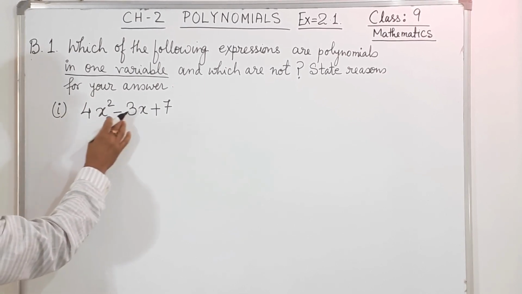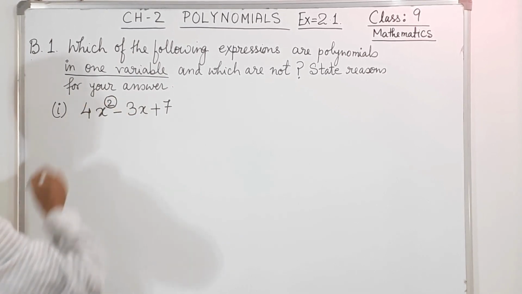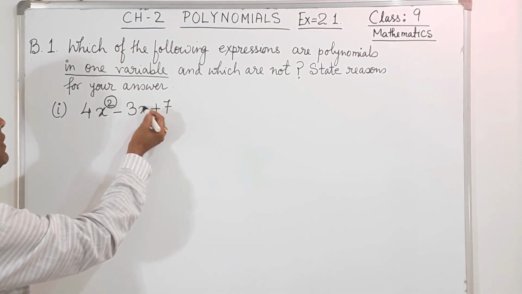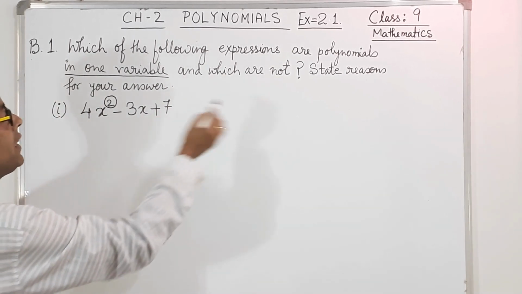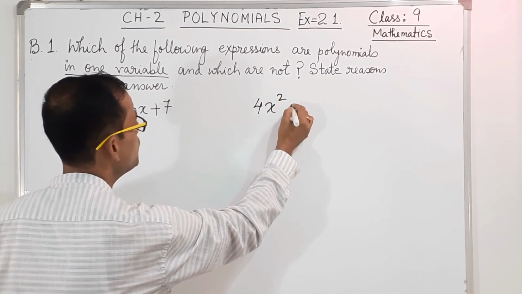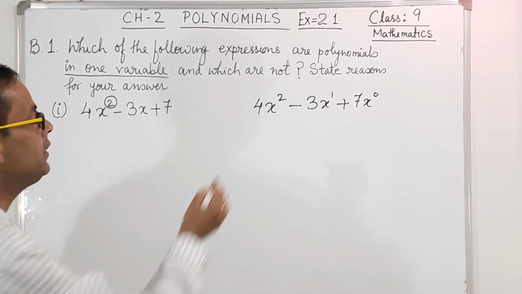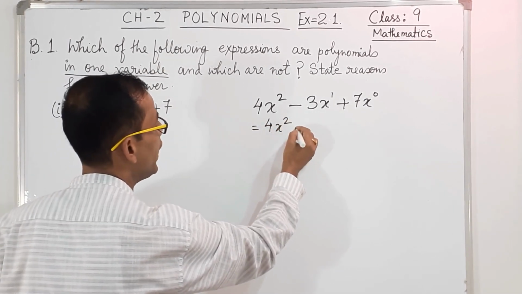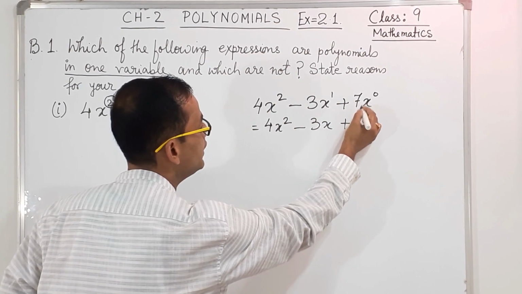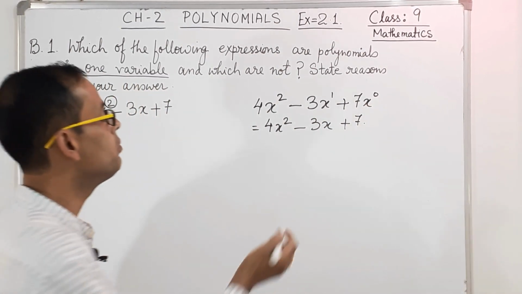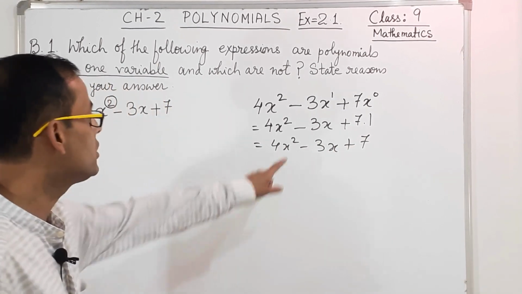Roman 1, 4x square minus 3x plus 7. Now you see here 4x to the power 2, square means x to the power 2. Here 3x, nothing is written as power, means x to the power 1. And this one is 7, nothing is there, means x to the power 0. If I want to write this in rough, I will write 4x to the power 2 minus 3x to the power 1 plus 7x to the power 0. That is the reason we write 4x square minus 3x, we don't write x to the power 1, only 3x, and 7 x to the power 0, anything to the power 0 means only 1. So it becomes 4x square minus 3x plus 7.